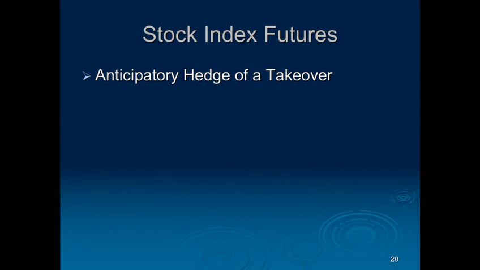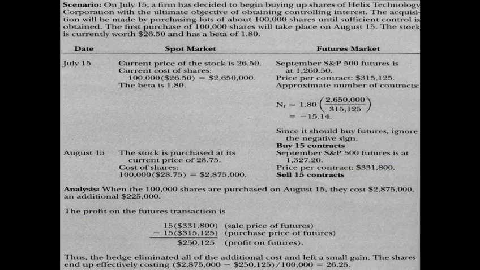Let's look at another example. This is referred to as an anticipatory hedge of a takeover. In July, a firm has decided to begin buying up Helix Technology with the ultimate objective of obtaining controlling interest. The acquisition will be made by purchasing lots of 100,000 shares until sufficient control is obtained. The first purchase of 100,000 shares will take place in August. The stock is currently priced at $26.50 and has a beta of 1.8.